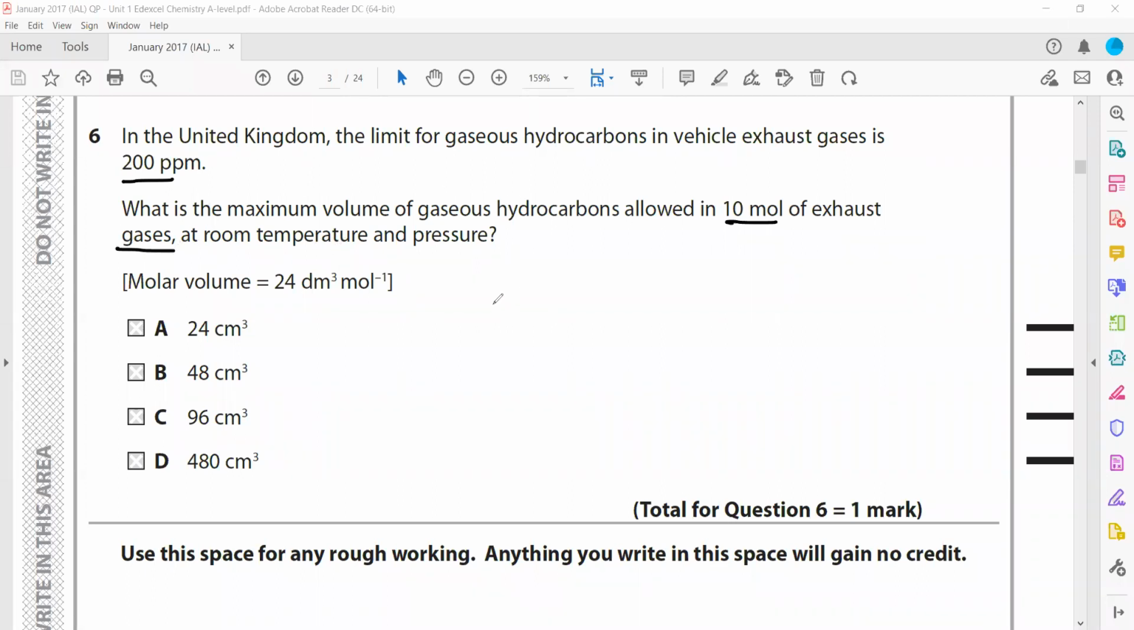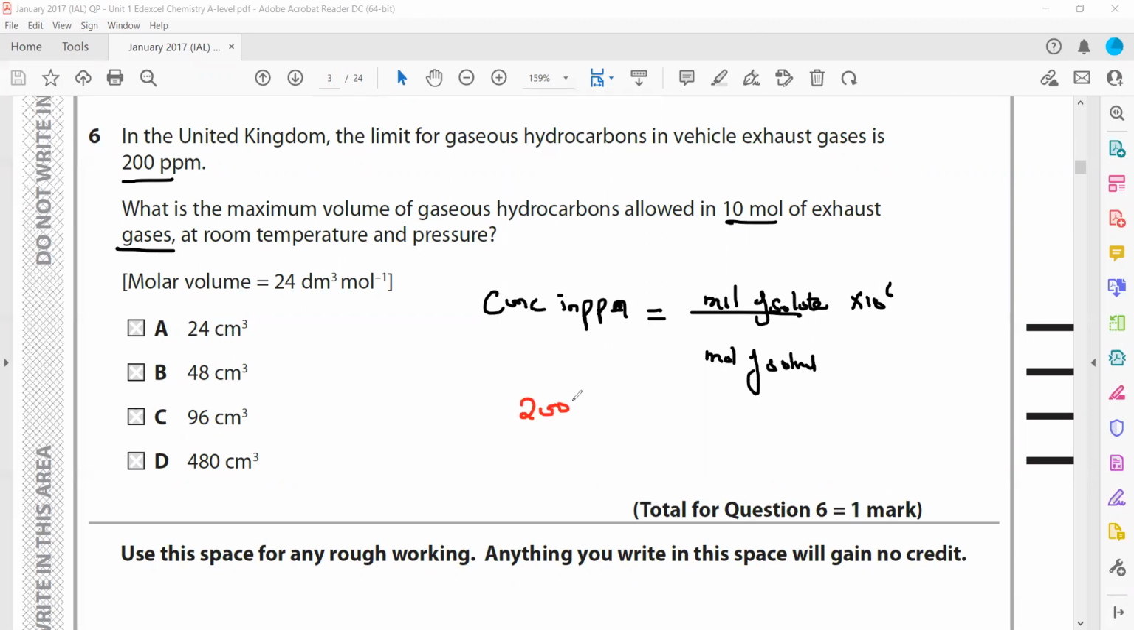So first we'll find the moles, because the formula for concentration in ppm can be mass of solute divided by mass of solvent, or it can be moles of solute, like they should be in the same unit, divided by moles of solvent, into 1 million. So concentration in parts per million is 200. Moles of solute we don't know. Moles of solvent, exhaust gases is basically a solvent here, because in exhaust gases the hydrocarbons are released.